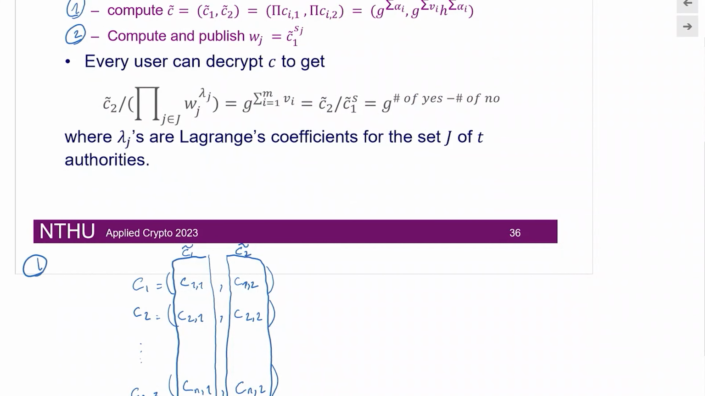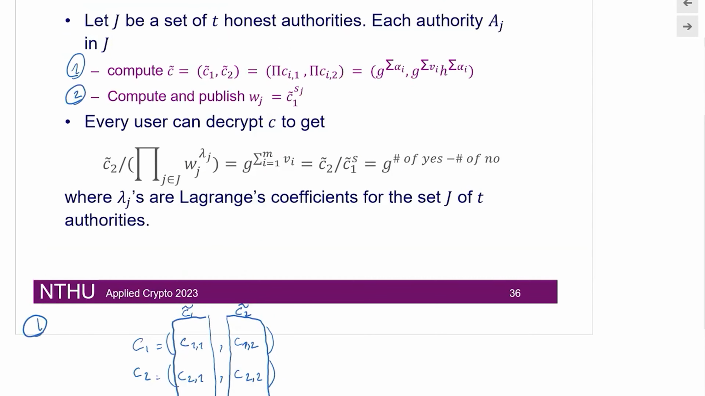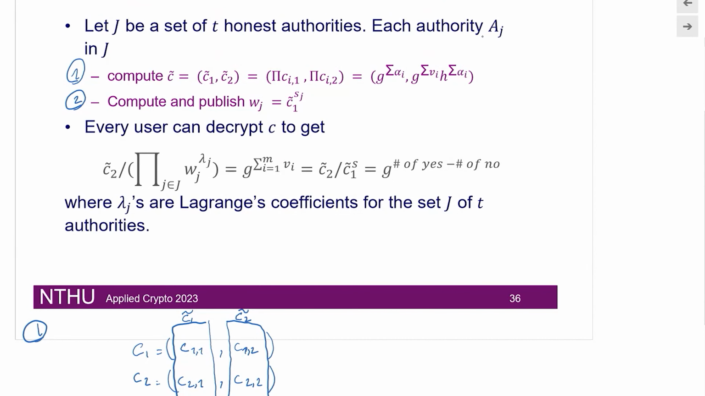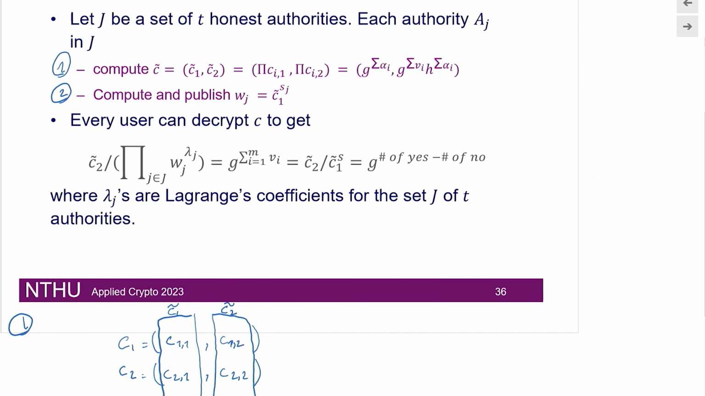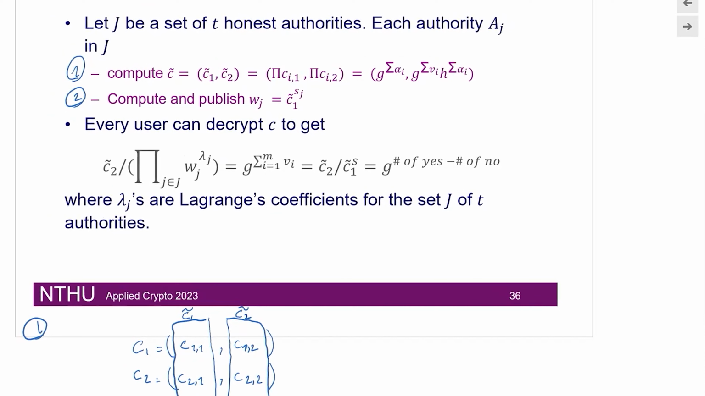Okay, we are done with that. For number 2, we are going to compute the tally now. This is what every honest authority would do. First, they would multiply all the votes to each other and compute C tilde. Then once they have computed that, they are going to compute some other value and publish it. They take C1 tilde, the first piece, raise it to the piece of the secret key that they have, their share of the secret S, and then publish it as W_j.